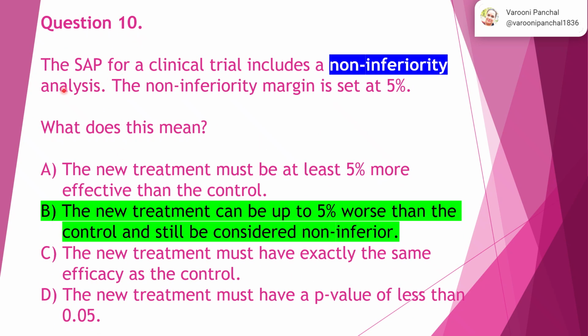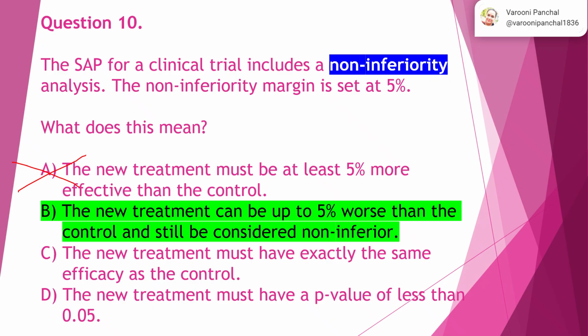Question 10. The SAP for a clinical trial includes a non-inferiority analysis. The non-inferiority margin is set as 5%. What does this mean? Option A, the new treatment must be at least 5% more effective than the control. No. Option C, the new treatment must have exactly the same efficacy as the control.